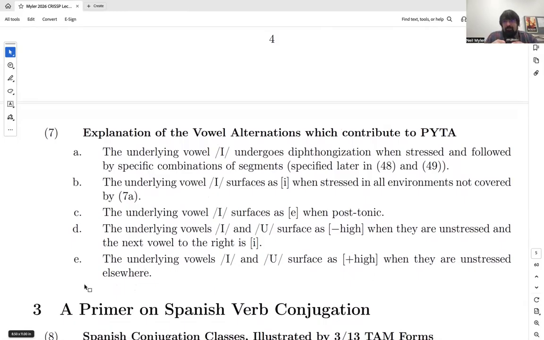As a setup to the details of the solution, I'm now going to give you a quick primer on Spanish verb conjugation as a broader system.